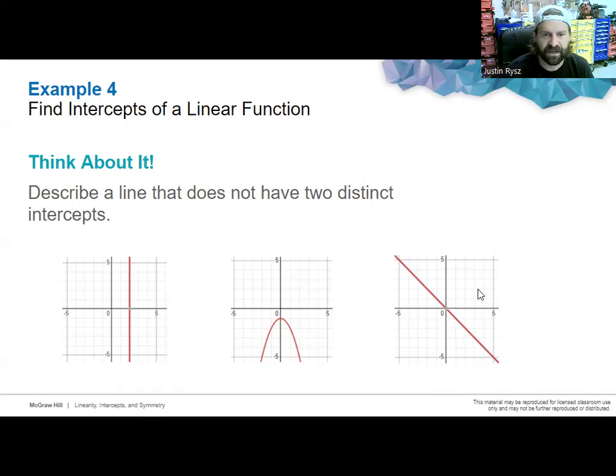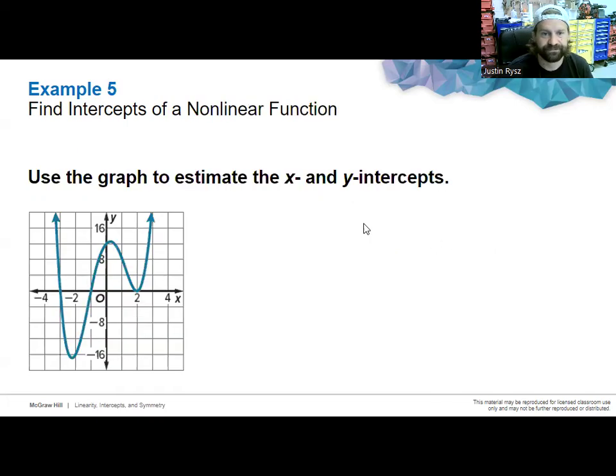And then something like we just looked at, a diagonal. Those are not 2 distinct functions. All right, now let's look at nonlinears and see if we can still figure out those x and y intercepts from the graph. So pause this video, see if you guys can estimate the x and y intercepts.